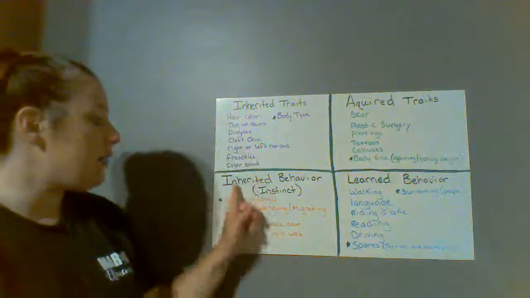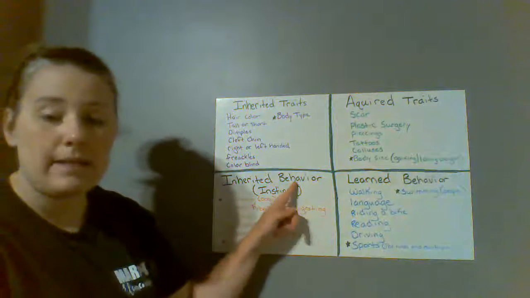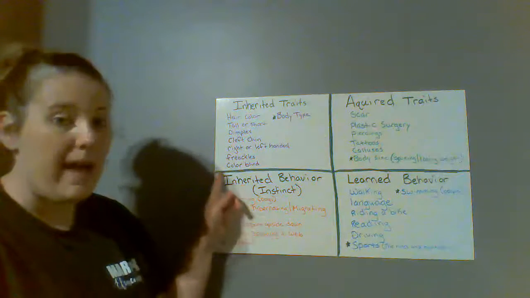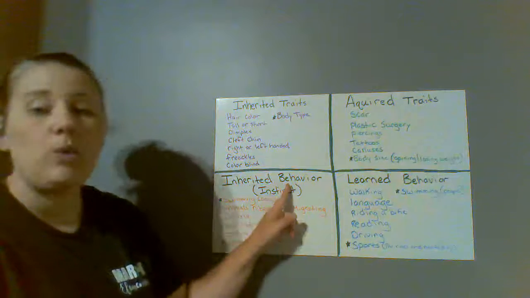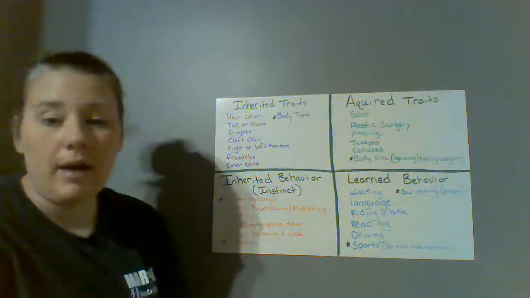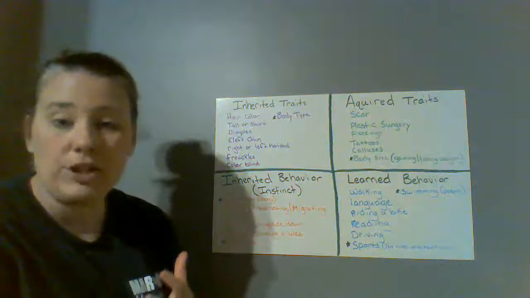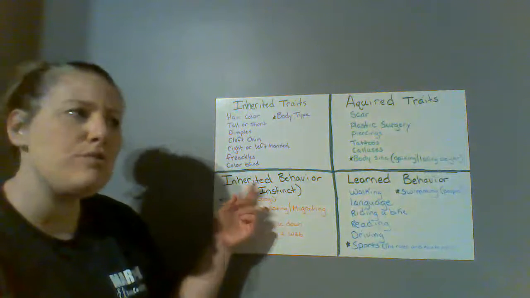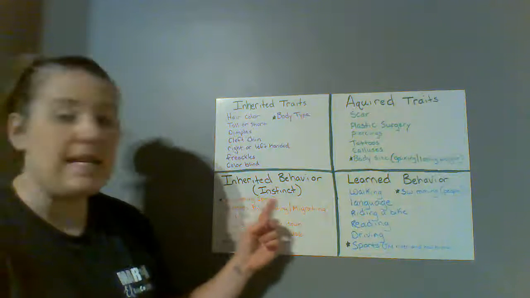All right, so let's go to inherited behavior. So we talked about this as well. So inherited means that you get it from your parents, but behavior is something that you do. It's not something that you see on your body. Okay, behavior is something, an action that you do. So if it's inherited in you and you don't get to choose that action, then we call it an instinct.